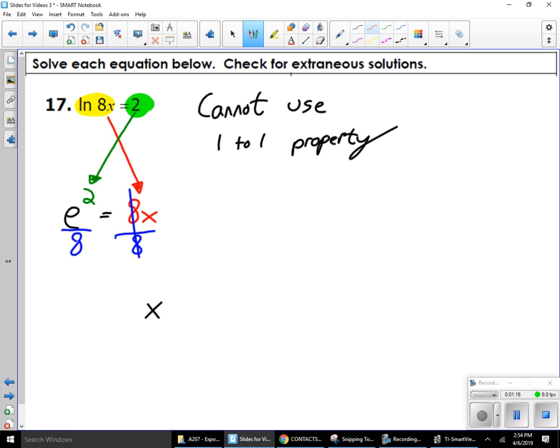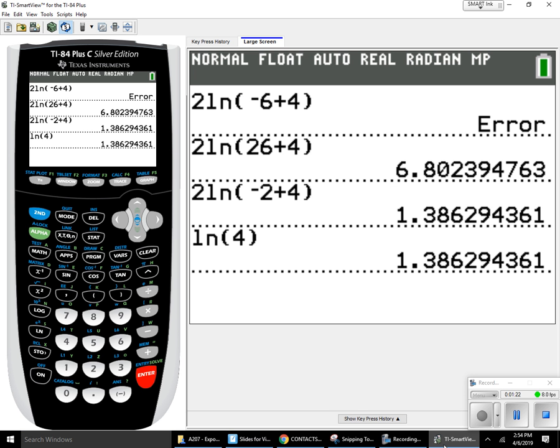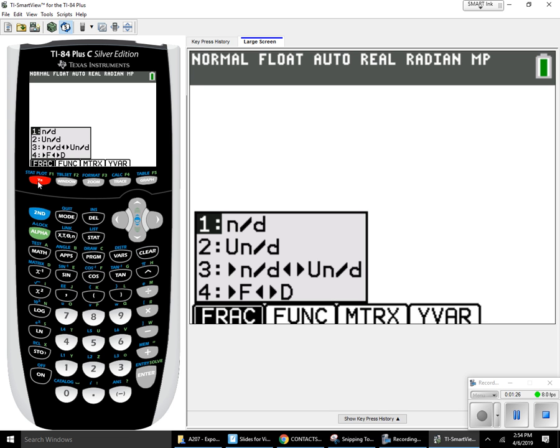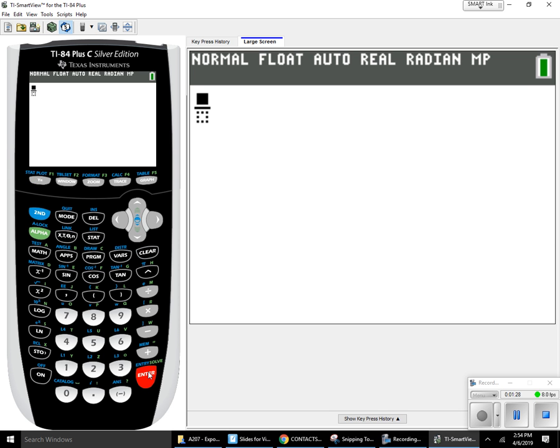So to get this into our calculator, again, we have an e squared divided by 8. To get this into your calculator, as a reminder, alpha F1 brings up your fraction menu. Hitting enter will give you a nice template for your fraction. We want an e squared in the numerator. So second, your blue key. E is located behind the natural log button there. It says e to the x. It even gives you a box to put that exponent. So we have an e squared on top. We have an 8 on the bottom.